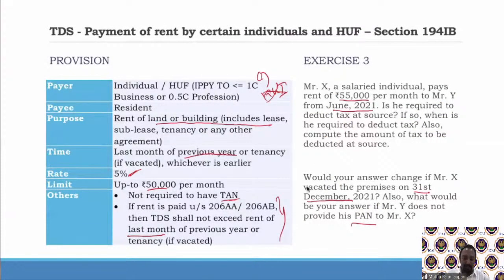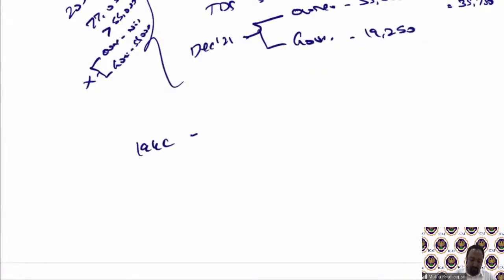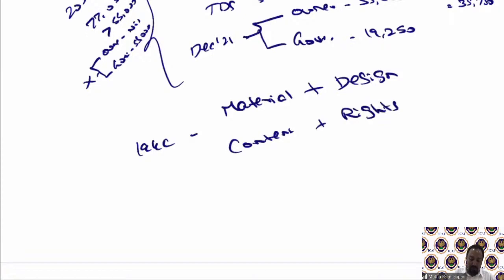So we'll just see some questions and then I'll proceed with the next thing. Jamil, I guess 194C, we already explained last time. Typically, if I give material plus design, 194C is applicable. If I'm not giving material, and I'm only giving the design, 194C is not applicable. So please remember: for 194C, material plus design, content plus rights, that is your streaming rights, broadcasting rights. On this, 194C is applicable.